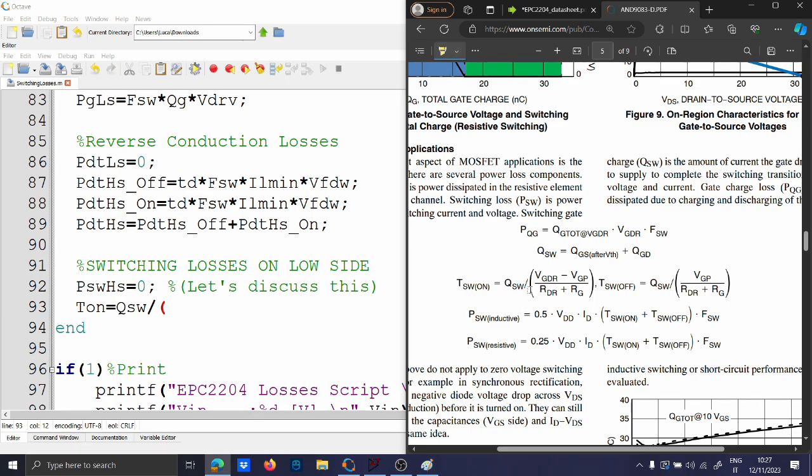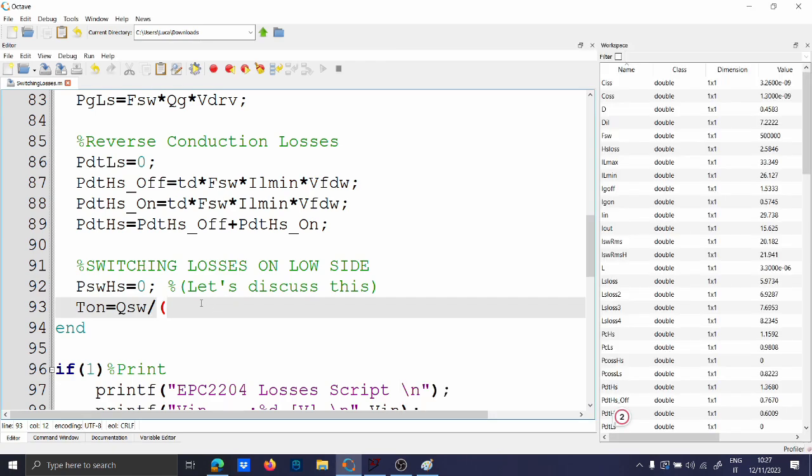The on period is given by VGDR minus VGP. VGDR is basically the voltage which you use to turn on this device. And so in our case, we will have V driver minus V plateau over RG on. I think that I missed some bracket here.